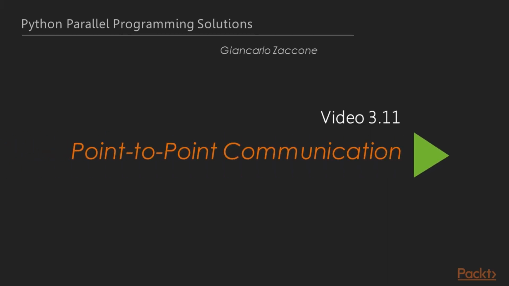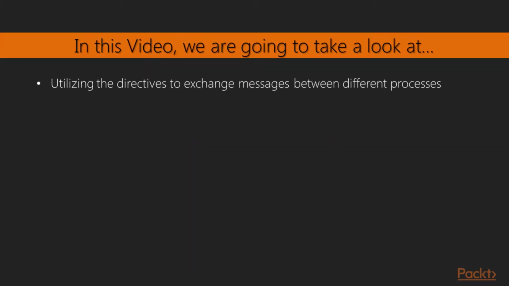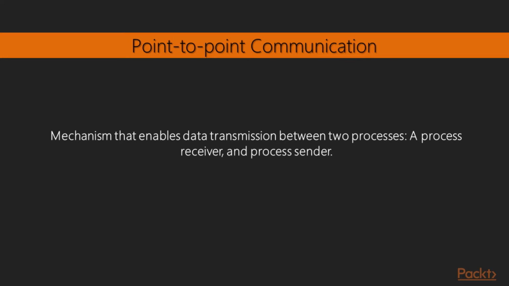In the previous video, we saw how to use the MPI4PY Python module. In this video, we'll check out point-to-point communication. Here, we'll utilize the directives to exchange messages between different processes. One of the most important features among those provided by MPI is point-to-point communication, which is a mechanism that enables data transmission between two processes, a receiver process and a sender process.